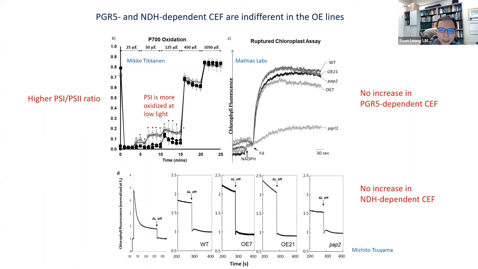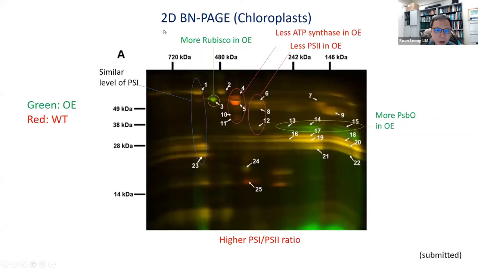Okay, and this is why it's more oxidized, and it could be due to a higher PS1 to PS2 ratio. We carried out a 2D blue native PAGE comparing the photosystems of the fast-growing line and the wild type. And we can see that in the fast-growing line, it contains more rubisco, but it has less PS2. And the PS1 is fixed. So because there's less PS2, there's a higher PS1 to PS2 ratio.